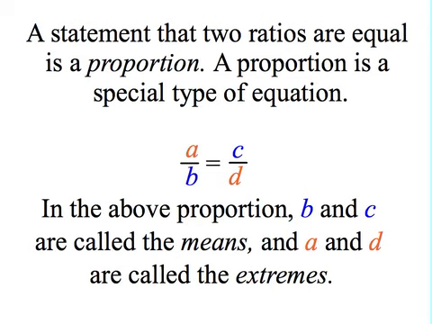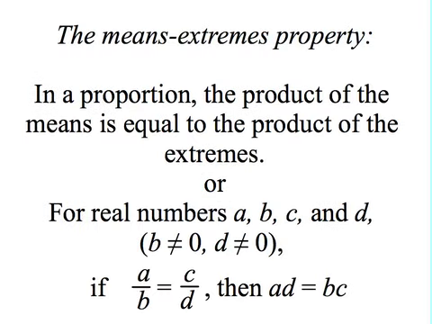A statement that two ratios are equal is a proportion. A proportion is a special type of equation. In the above proportion, B and C are called the means, and A and D are called the extremes. And here's the means extremes property. In a proportion, the product of the means is equal to the product of the extremes, or for real numbers A, B, C, and D, where B and D do not equal 0, if A over B is equal to C over D, then A times D is equal to B times C.